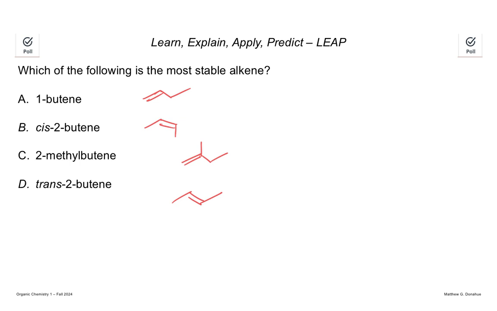So of those four structures, which one is the most stable? We rank them. So mono, di-cis, di-geminal, and di-trans. So the di-trans will be the most stable.